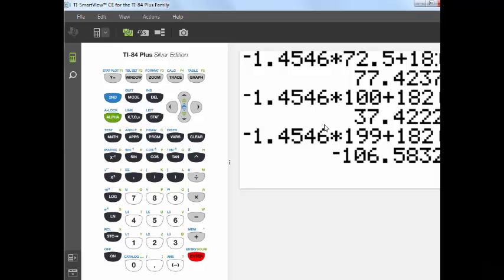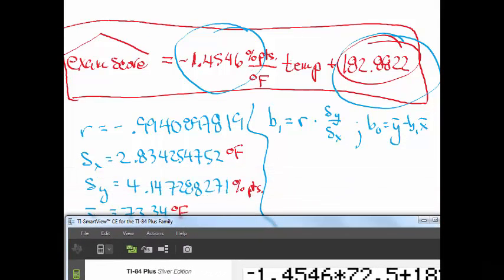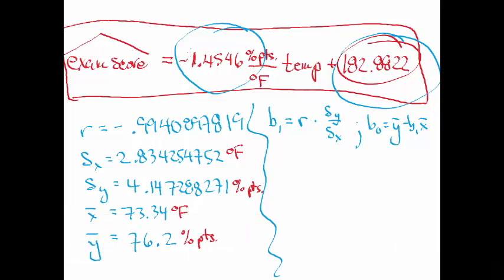You can't make predictions on the response variable based on values of the explanatory variable that are outside of those that you've made observations on previously. It's just not going to work very well. It's dangerous. And again, we've already interpreted the slope and the y-intercept. We said that the slope here is negative 1.4546 percentage points per degree Fahrenheit. What that indicates is that for every 1 degree Fahrenheit increase, as I run to the right 1 degree Fahrenheit unit, my predicted exam score is going to fall because of the minus sign there. It's going to fall by about 1.4546 percentage points.